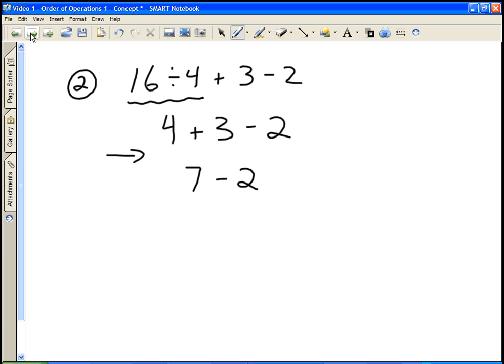Notice that I'm rewriting the minus 2 because I'm only going to do one step per line. You could do all these in one step, but I'm going to do them step by step just to make sure that I don't confuse you. And now we have 7 minus 2. 7 minus 2 is 5.